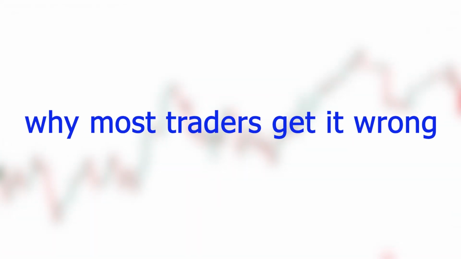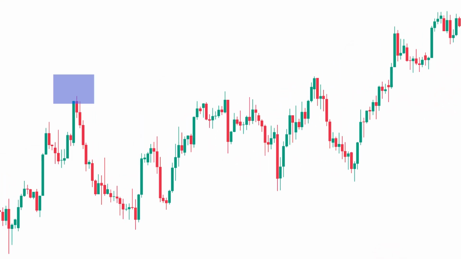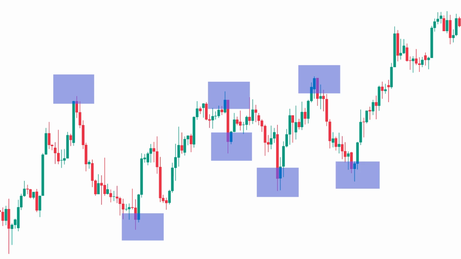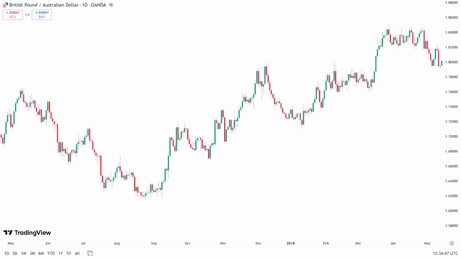Why most traders get it wrong? Most traders think every high is a swing high, and every low is a swing low. But the market doesn't work that way. If it did, every trader would read the same chart the same way. But that's not what happens.